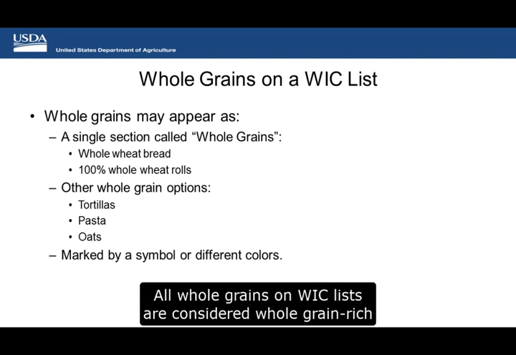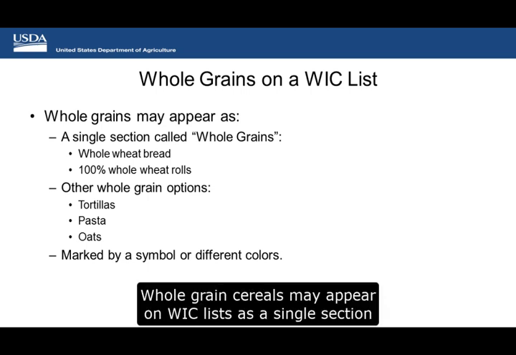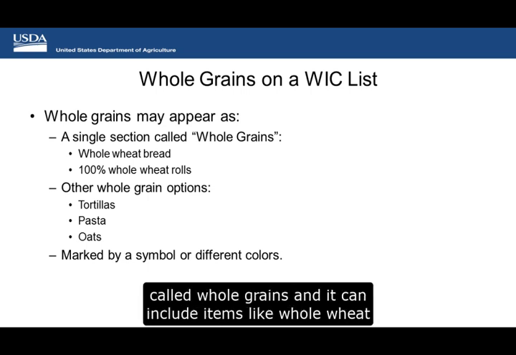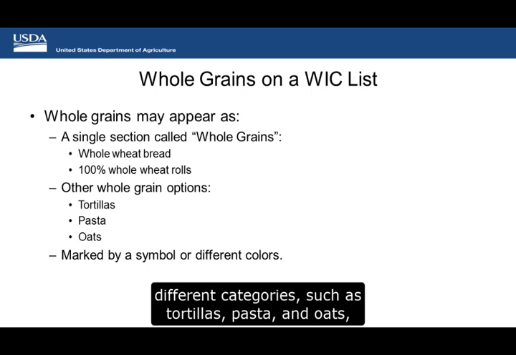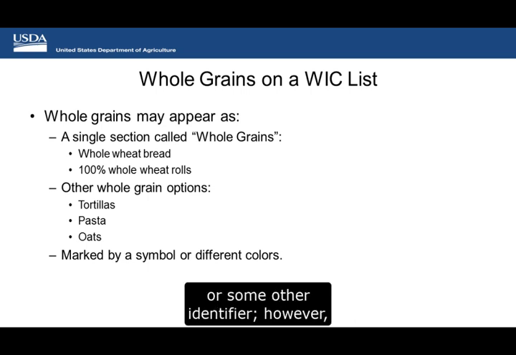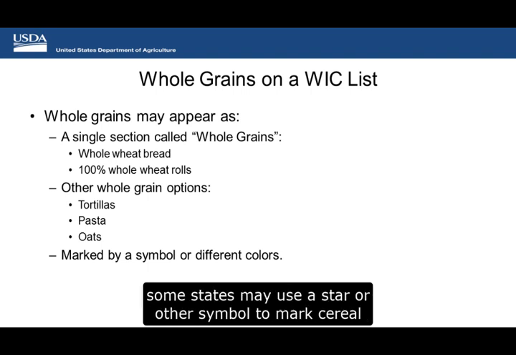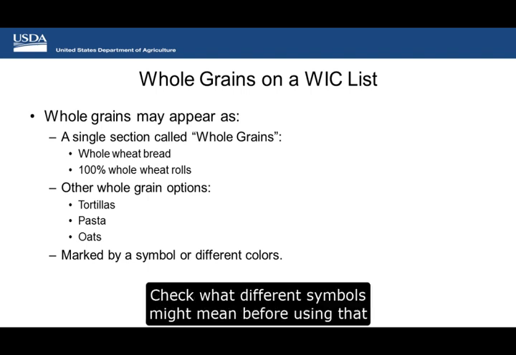So all whole grains on WIC lists are considered whole grain rich in the CACFP. Whole grain foods may appear on WIC lists as a single section called whole grains, and it can include items like whole wheat bread and 100% whole wheat rolls. Or they may appear in several places under different categories, such as tortillas, pasta, and oats, or you might also see it marked by symbols, colors, or some other identifier. However, some states may use a star or other symbol to mark cereal packages that are not whole grain rich. So check what different symbols might mean before using that WIC list.